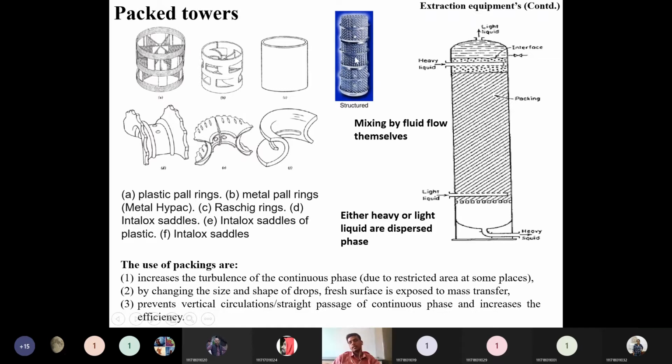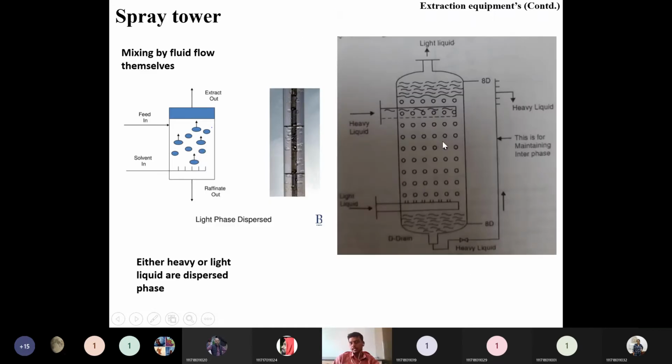So what is the role of this structured manner? You can incorporate this into the packed tower. When the heavy liquid is flowing from top to bottom and the light liquid is flowing from bottom to top, there will be a tortuous path. What is this tortuous path? If you see here, the direct path traveled by this light liquid is a straight path. It can reach in a straight path. There is no tortuous path.